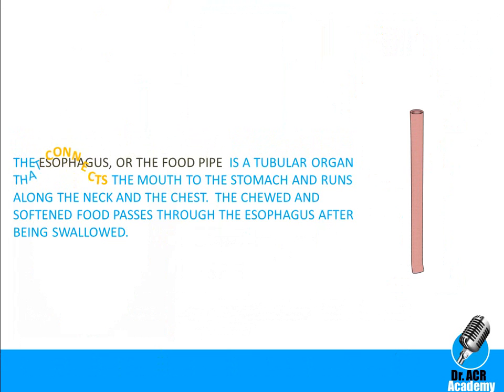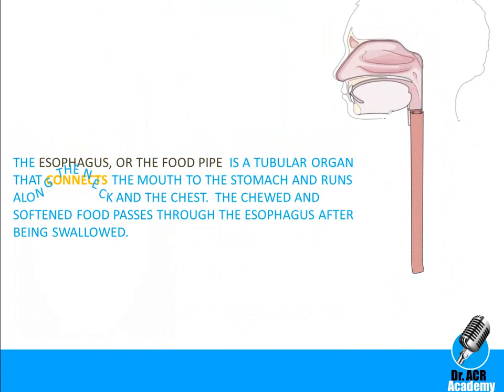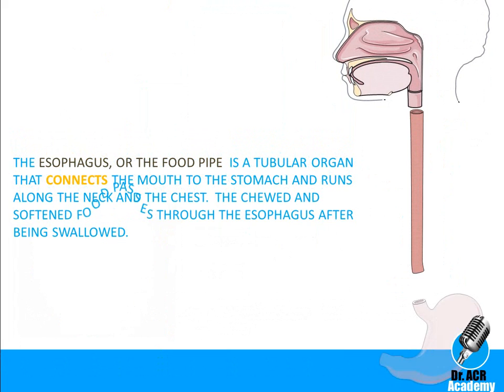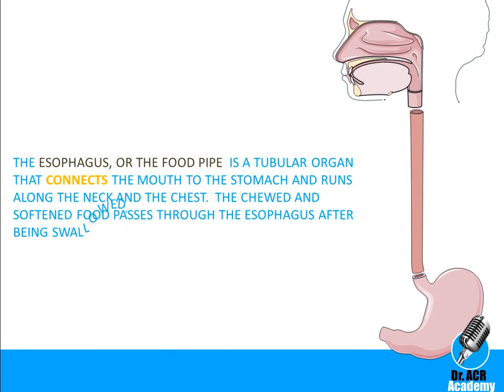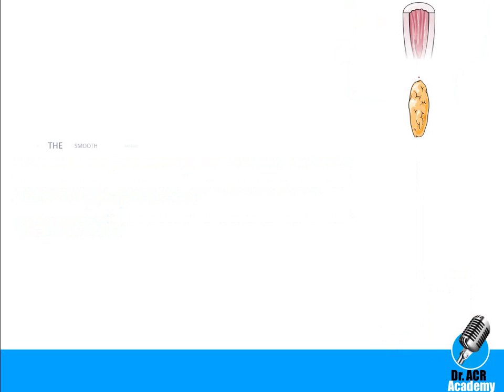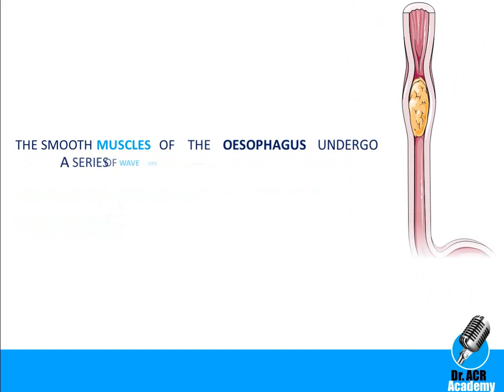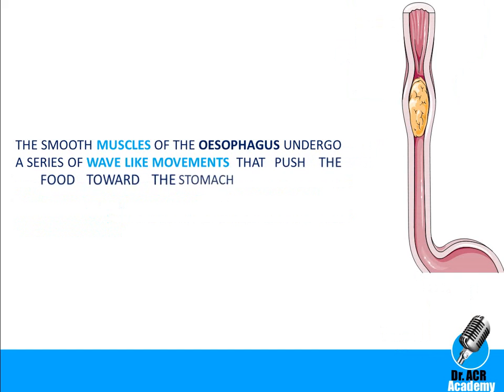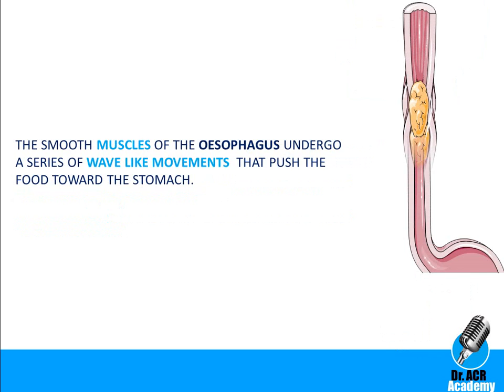The esophagus or the food pipe is a tubular organ that connects the mouth to the stomach and runs along the neck and chest. The chewed and softened food passes through the esophagus after being swallowed. The smooth muscles of the esophagus undergo a series of wave-like movements that push the food towards the stomach.